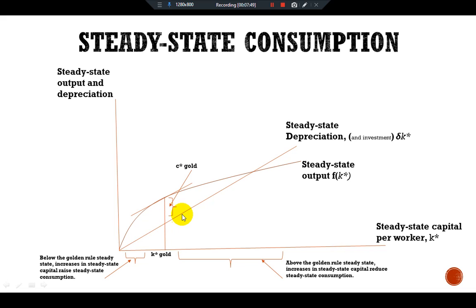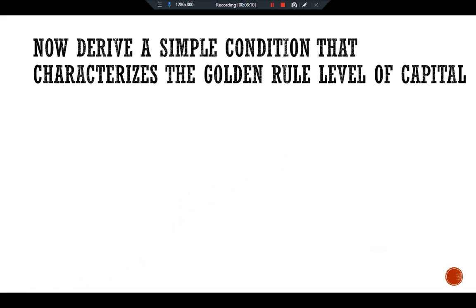So steady state consumption is maximized at the golden rule state. The golden rule capital stock is denoted here by K* gold, and the golden rule of consumption is denoted by C* gold. Now derive a simple condition that characterizes the golden rule level of capital.